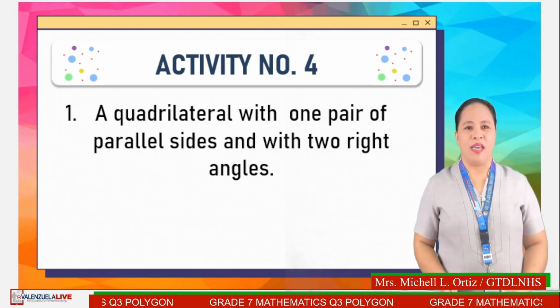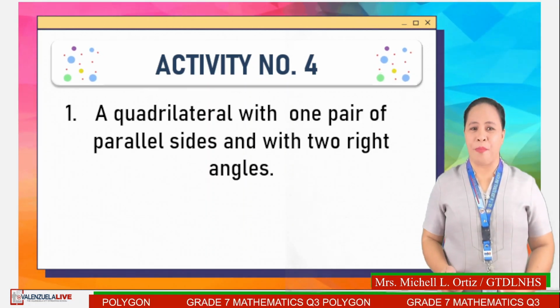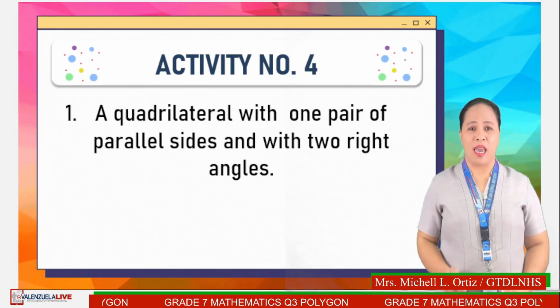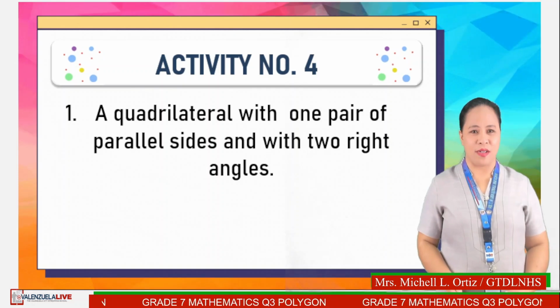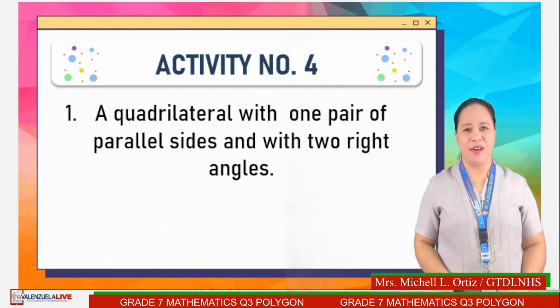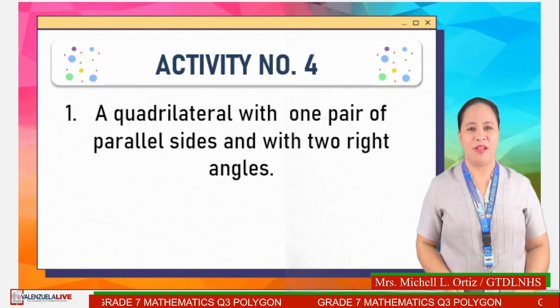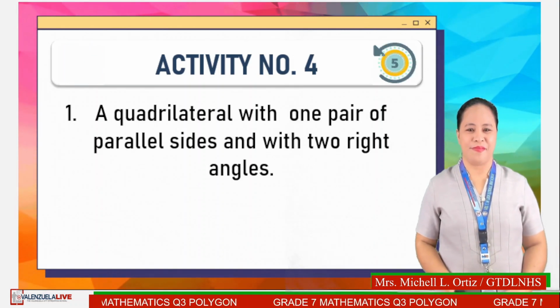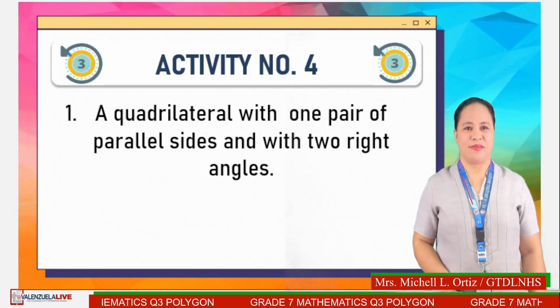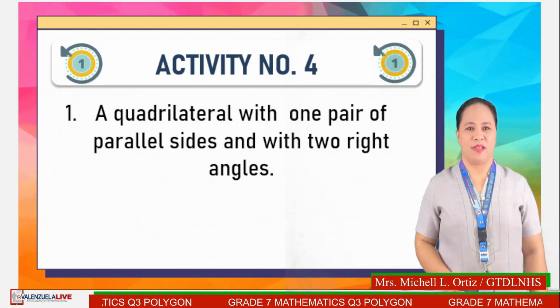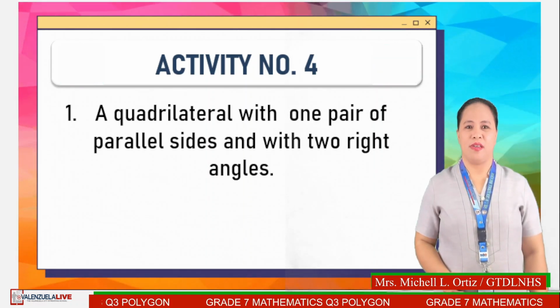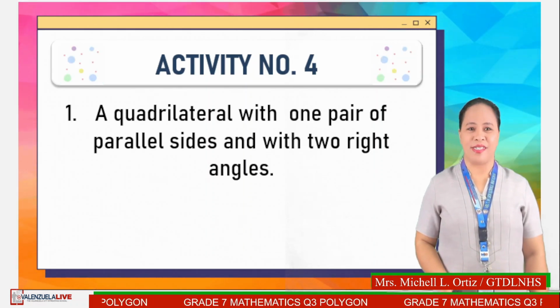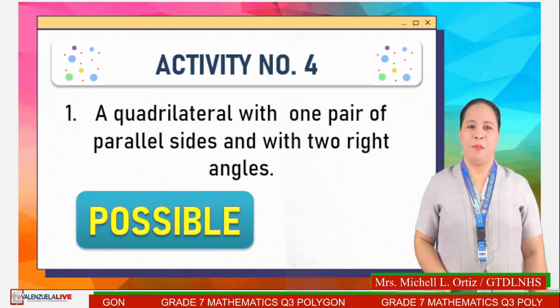Number 1. Quadrilateral with one pair of parallel sides and with 2 right angles. Possible or impossible? 5 seconds. Go. The correct answer is possible.